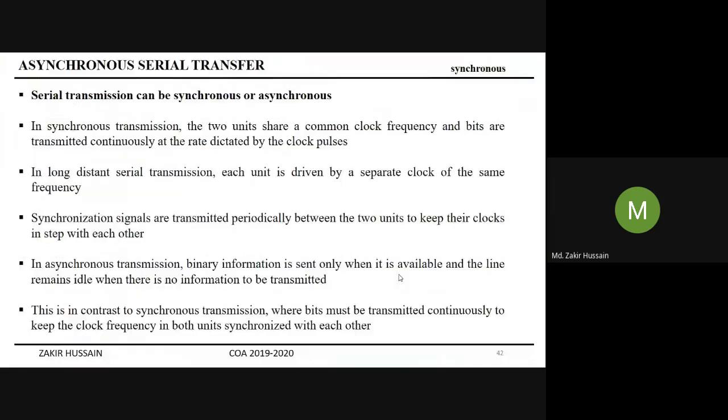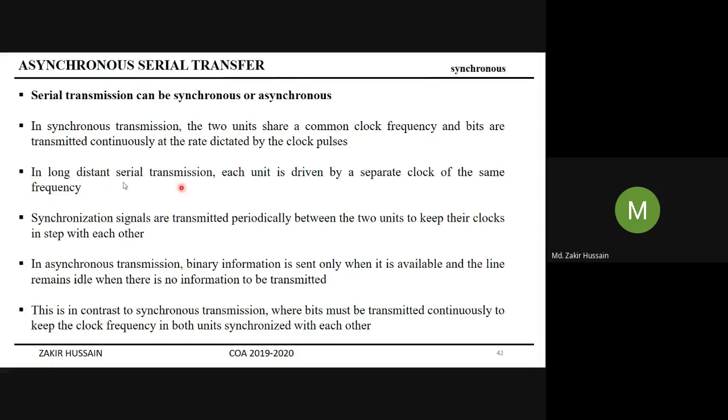Now if you come to here, somewhere we were talking about the rate. I think this is the one. In a synchronous transmission, the two units share a common clock frequency and bits are transmitted continuously at the rate. Rate means that 50 nanosecond rate. So with respect to time, we say rate. It's a rate dictated by the clock pulse. Hope this is clear to everyone.